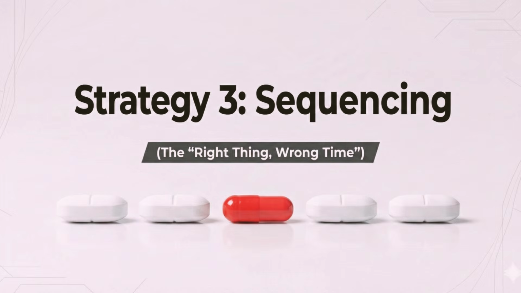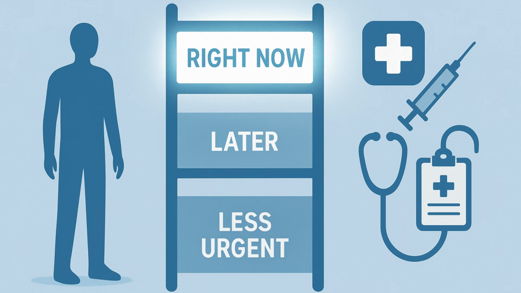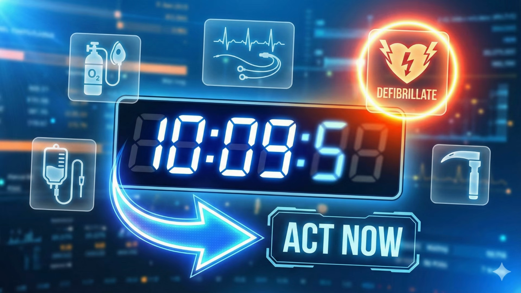Strategy 3. Sequencing, the right thing, wrong time. This is the hardest type of SBA. You will look at the options and think, wait, 3 of these are correct treatments. The key here is sequencing. The examiner isn't asking what helps this patient. They are asking what helps this patient right now. You can eliminate options that are correct treatments but incorrect priorities.